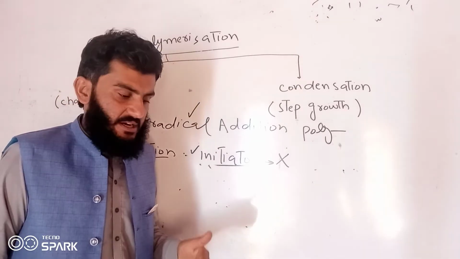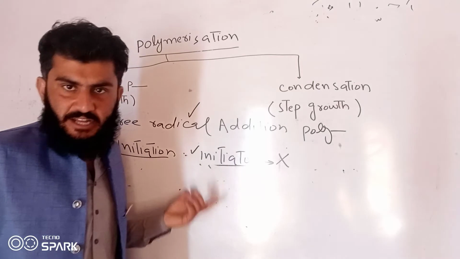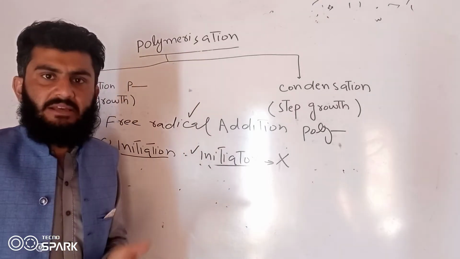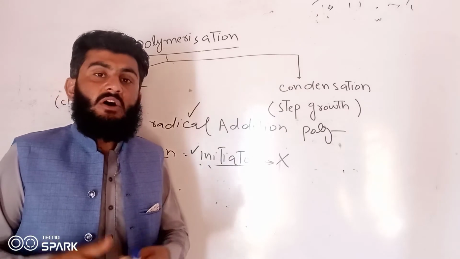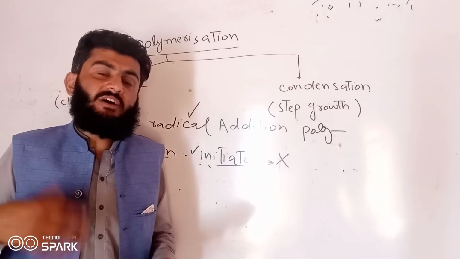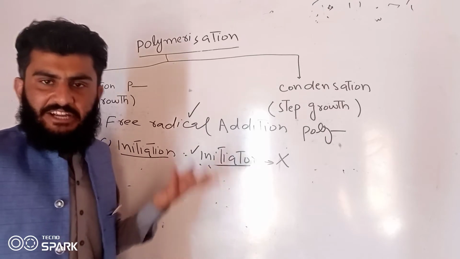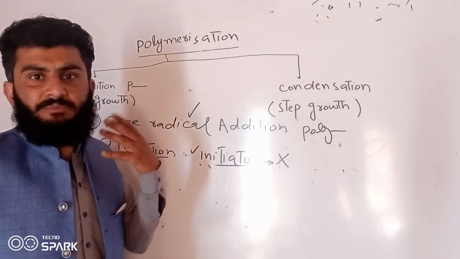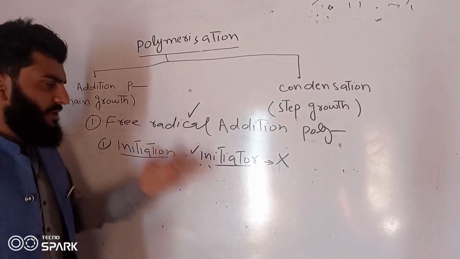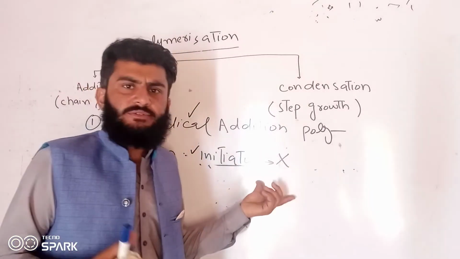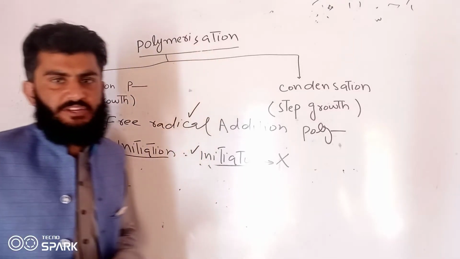The initiation step in a free radical polymerization reaction is a step where the free radical is formed. So how is the free radical formed? For the production of a free radical, we need an initiator. It may be sunlight, it may be some catalyst. When we have produced the initiator, then the second step is propagation.